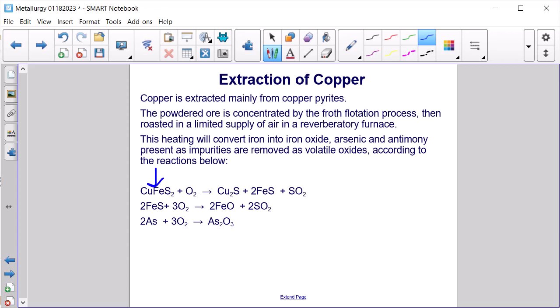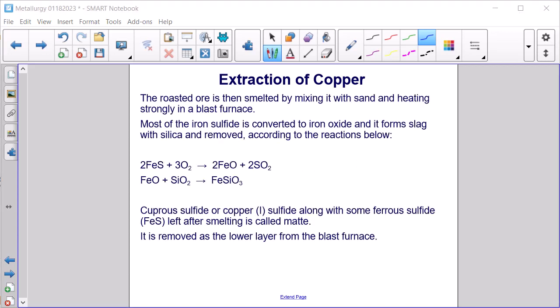The powdered ore is concentrated by the froth flotation process, then roasted in a limited supply of air, so you can see that oxygen there, in a reverberatory furnace. This heating will convert iron into iron oxide. Arsenic and antimony present as impurities are removed as volatile oxides according to the reactions below.